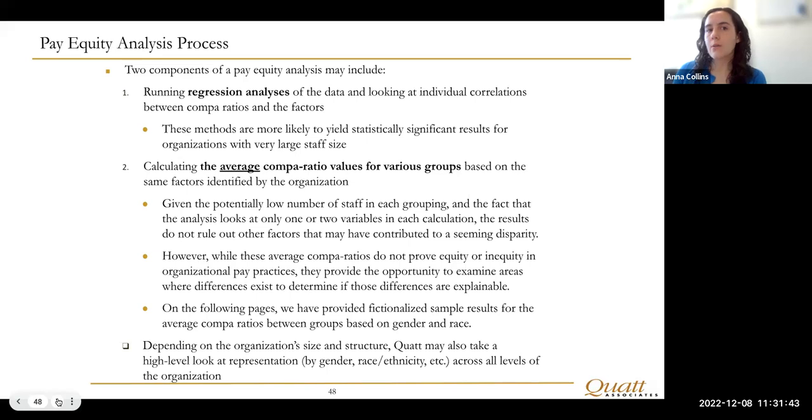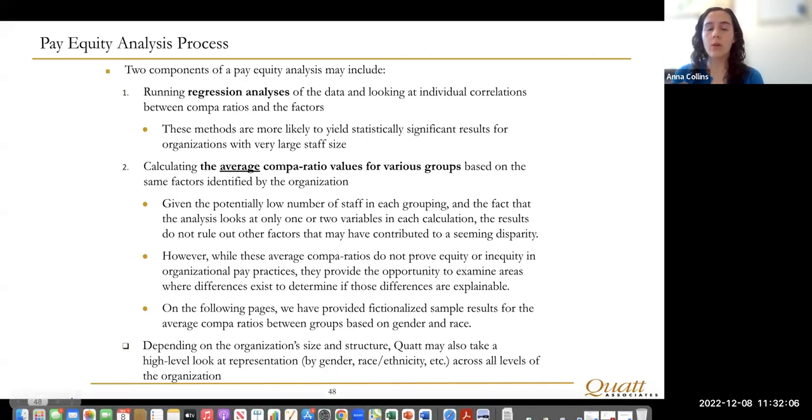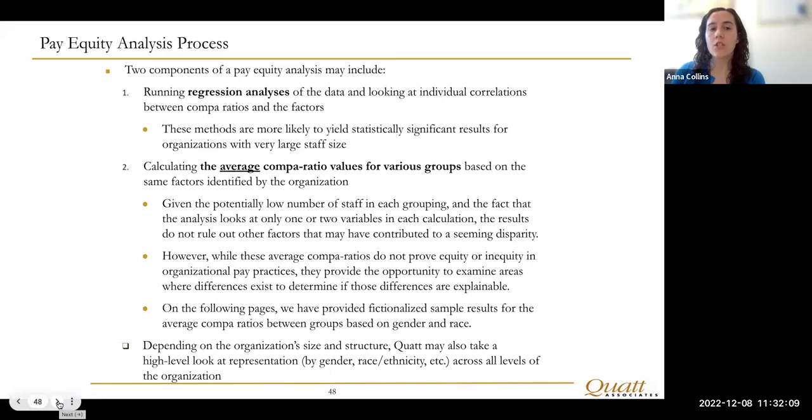this is sort of the process that we'll take in conducting an equity analysis. One thing that we'll do is we'll either run a regression analysis or we'll look at individual correlations between compa ratios at the organization and some of those factors like race, gender, performance that the organization identifies. And these are just so that you can see if there really is correlation between pay and the factors that you want to have correlation with, like performance, or if there's correlation between something like pay and gender, where you might not really want those two things to have a strong correlation. And the caveat with this method is that if you're looking at a lot of factors or a very small organization, it's harder to have statistically significant results.